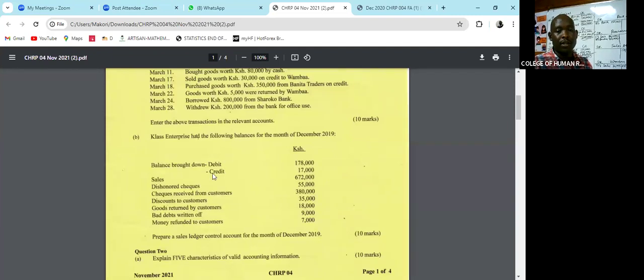This one we have done. It's about the sales ledger control account, but I can remind you, the balances brought down, you capture them the way they are. The debit goes to the debit, the credit goes to the credit. And then we say on the debit side of the sales ledger, because it's an asset, we record the credit sales, dishonored cheques, and then what? We have refunds to customers. We don't have interest or penalty.